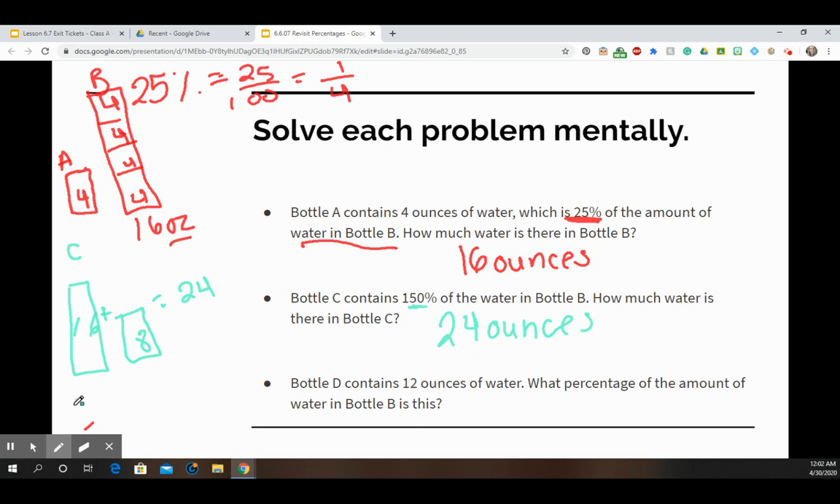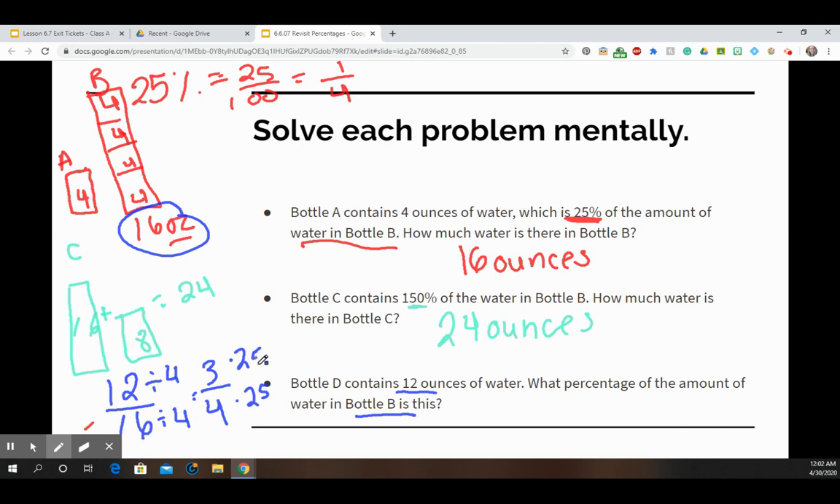Bottle D contains 12 ounces of water. So to find the percentage, I would need to put the part, which is bottle D, out of the total, which is the amount of water in bottle B. So that would be 12 out of 16. I would divide both top and bottom by 4 to simplify that fraction. 12 divided by 4 is 3. 16 divided by 4 is 4. And I remember that 3/4 is equivalent: if I multiplied on the bottom by 25 and on the top by 25, I would get 100 on the bottom and 75 on the top, which means that 3/4 is equal to 75%.